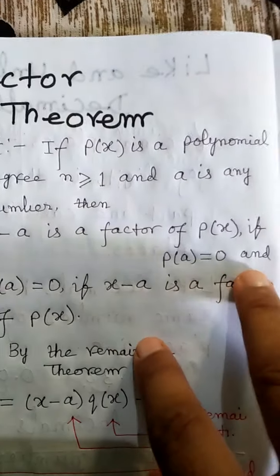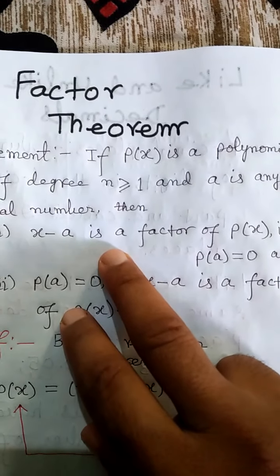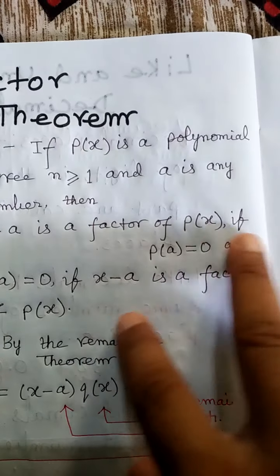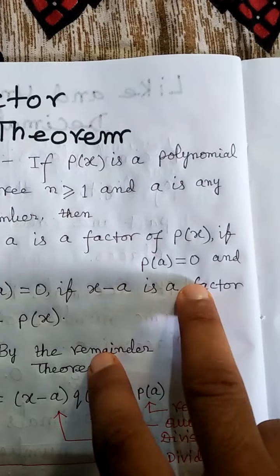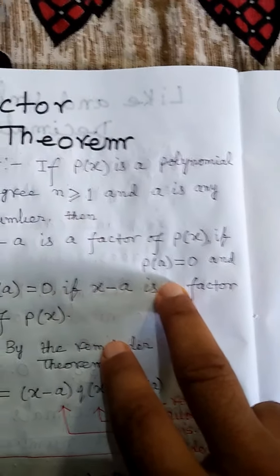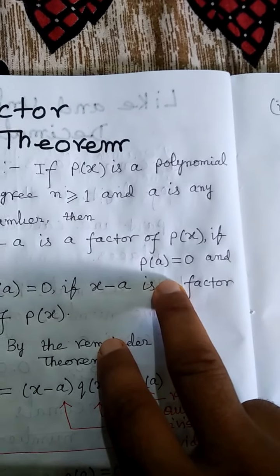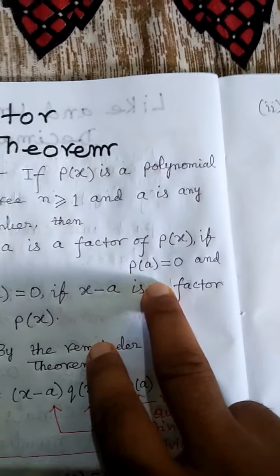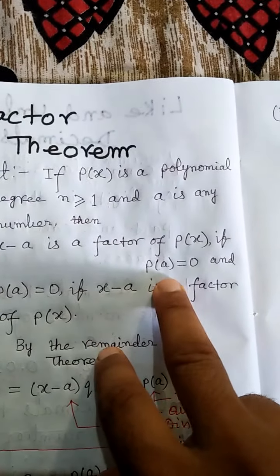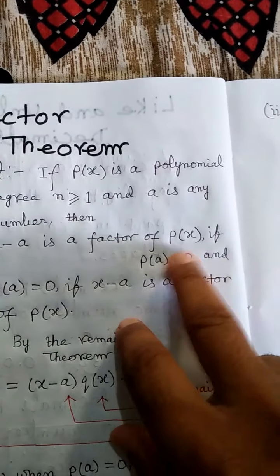If P(a) is equal to 0, x minus a will be a factor of P(x). If P(a) is equal to 0, it means P(a) is given, that is 0. So if P(a) is equal to 0, then x minus a is a factor of this P(x).